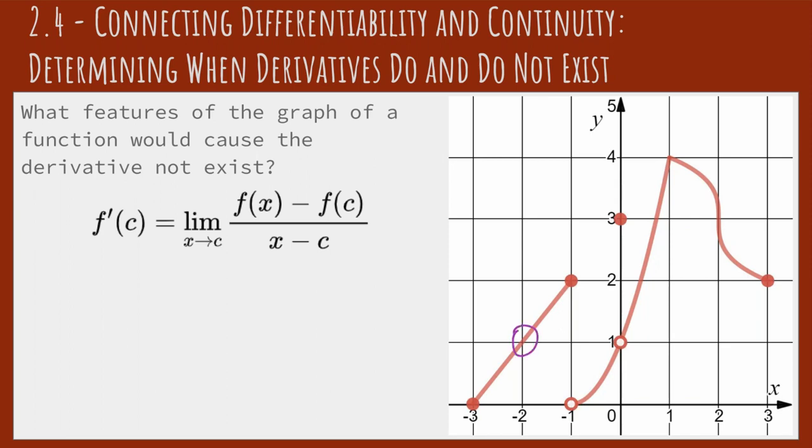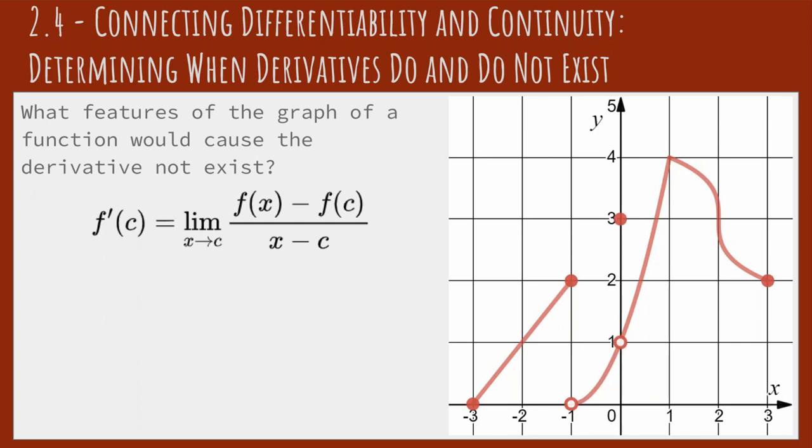I'm going to start with just a boring point here, the point at x equals -2. At this point, remember the derivative is the slope of the tangent line at that point. And if we look at a tangent line to a line, the tangent line and the line are going to be the same thing, and we have no problems. So no problems with the derivative at a point on a line or even a smooth curve. Anywhere between -1 and 0 here, we're going to be able to take the derivative.